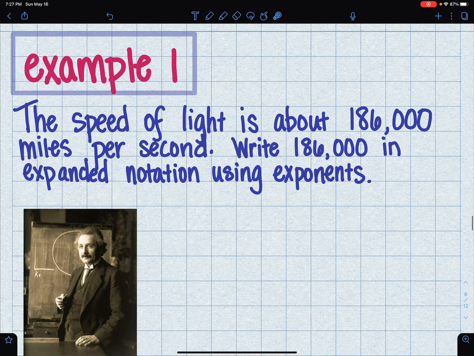Example 1, and here is a picture of Einstein, because he was the one that kind of, actually, was he the one that figured out that the speed of light is basically constant?